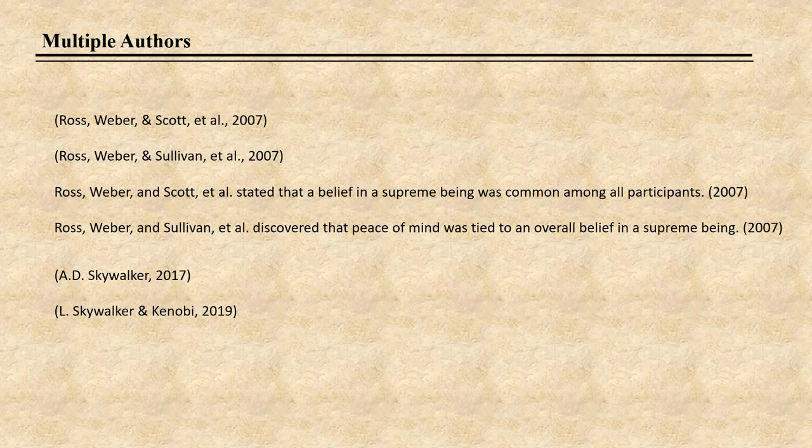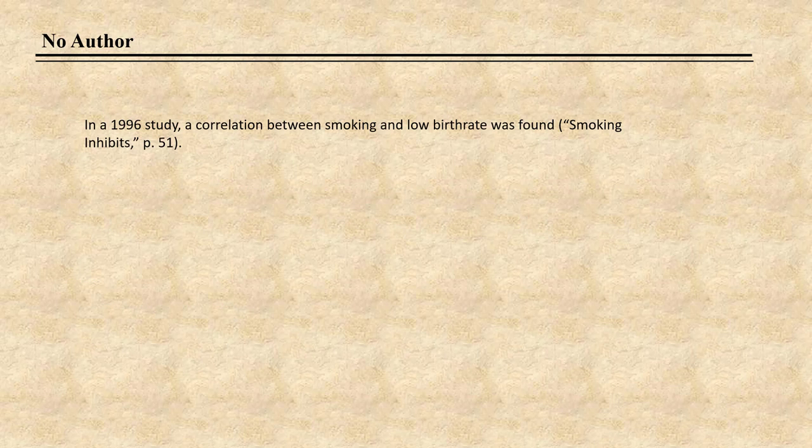For works with an unknown author, include the title and year of publication in the in-text citation. Note that the title moves to the author position in the reference list entry as well. If the title of the work is italicized in the reference list entry, also italicize the title in the in-text citation. If the title of the work is not italicized in the reference list entry, use double quotation marks around the title in the in-text citation.